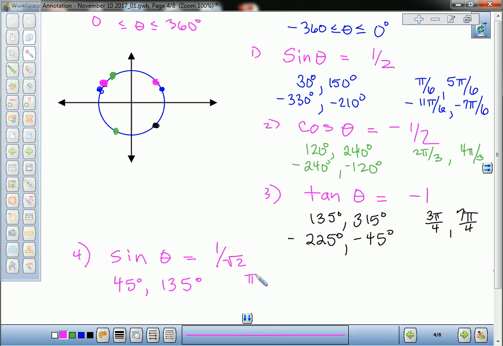So that would be pi over 4 and 3 pi over 4. What about negative degrees? Negative 315 and negative 225. Makes sense? Yes.